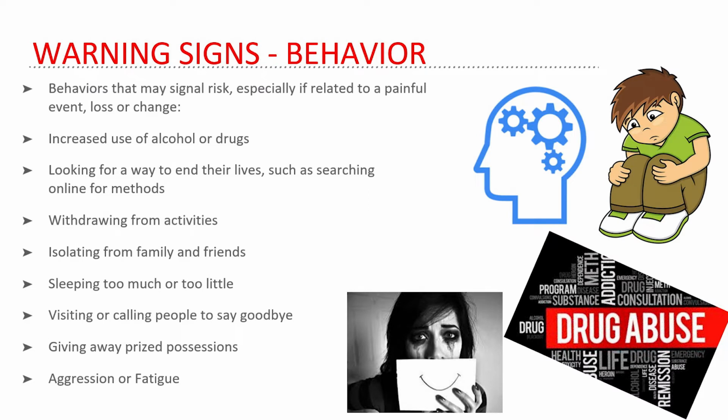Warning signs and behavior. Behaviors that may signal risk, especially if related to a painful event, loss, or change, such as increased use of alcohol or drugs, looking for a way to end our lives, such as searching online for methods, withdrawing from activities, isolating from family and friends, sleeping too much or too little, visiting or calling people to say goodbye, giving away prized possessions, aggression, or fatigue.